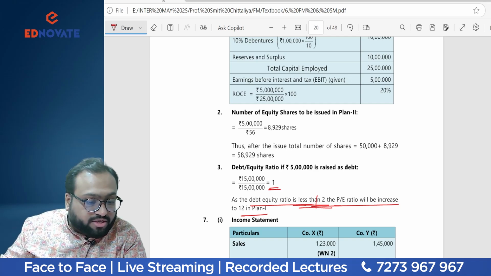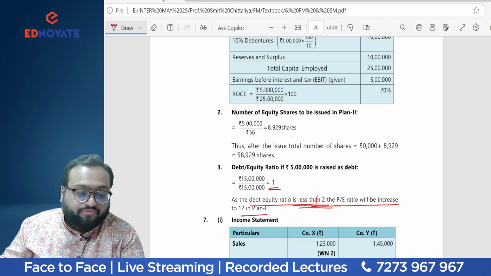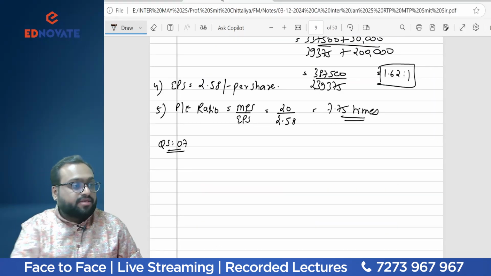Here the debt equity ratio, debt ratio is lesser than 2. Okay, the debt equity, not debt ratio, is lesser than 2. That means here the equity is more. Yeah, perfectly right. So the P will be 10%. Am I right? Yes, students?